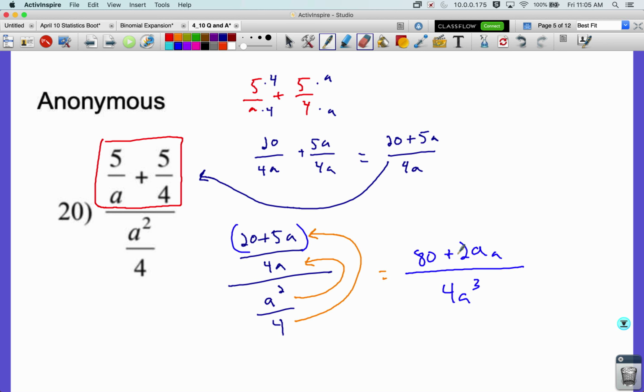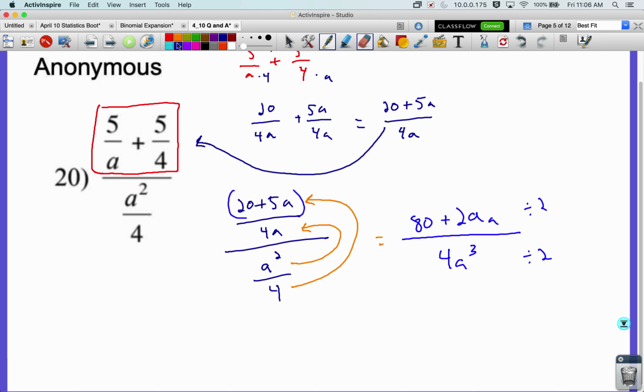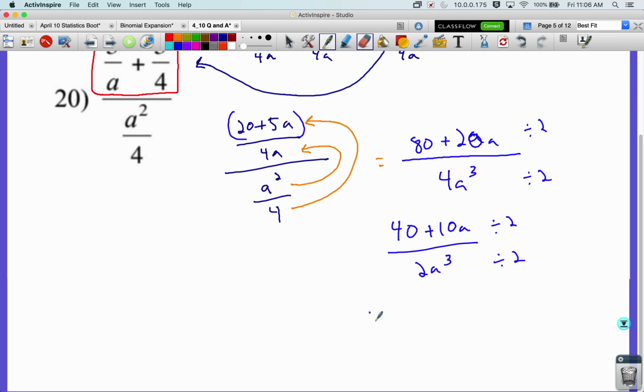Now I do see I've got at least a 2 I can divide away from the top and the bottom. So I divide the top and bottom by 2. And I get 40 plus, what is that? That's a 20 there. That's a bad 20. Plus 10a all over 2a cubed. And it looks like I can take out another 2. Divide everything by 2 again, and I get 20 plus 5a all over a cubed.